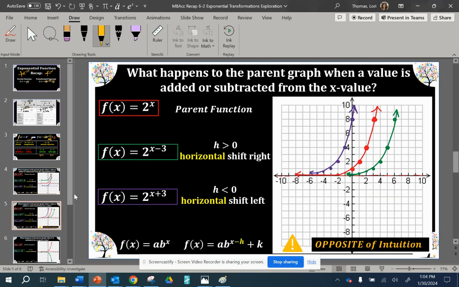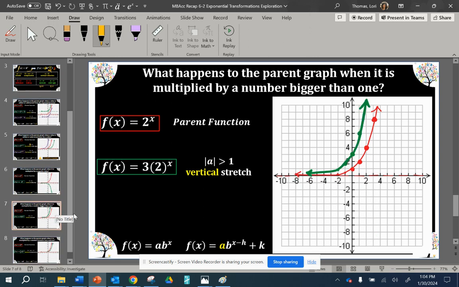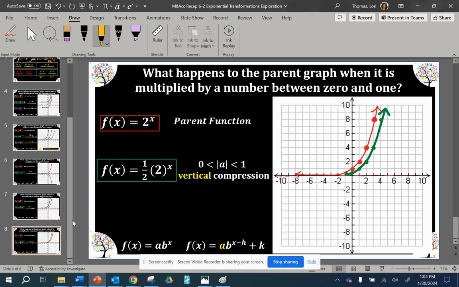Our h value, again, affects our parent graph left and right, horizontal. Just think, horizontal starts with h. When our a is negative, we have a vertical reflection. When the absolute value of a is more than 1, we can see this green goes up more quickly. We call that a vertical stretch. When a is between 0 and 1, like 1/2, you can see the green is going up more slowly. It is a vertical compression.